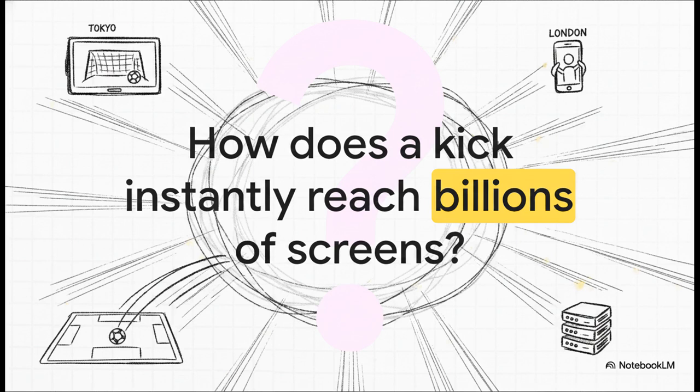Well, the secret is this staggering, completely invisible data infrastructure that connects the pitch straight to your living room in mere milliseconds. When a striker finds the back of the net, a fan in Tokyo and a commuter glued to their smartphone in London are reacting at the exact same time. How? Because what feels like a simple football match playing out on your screen is actually a massive, high-bandwidth, global fiber optic operation running flawlessly right behind the scenes.